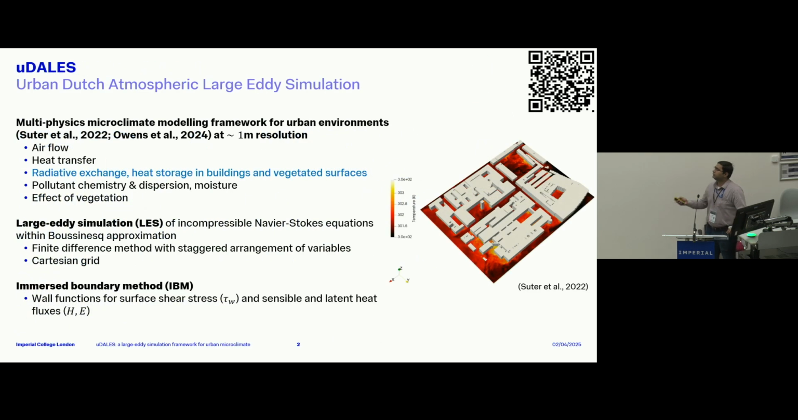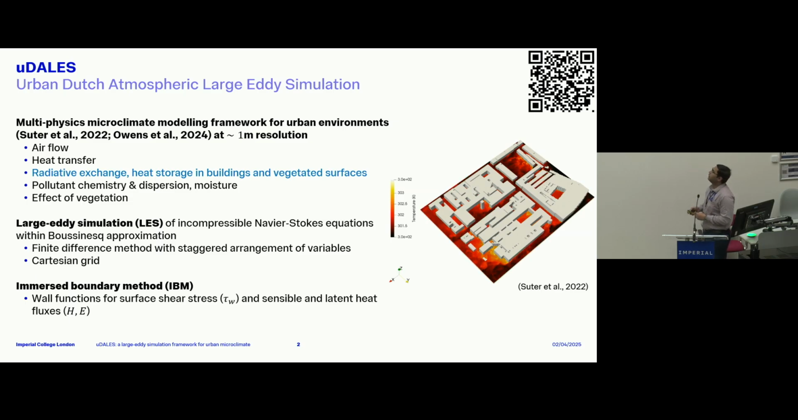So uDALES stands for Urban Dutch Atmospheric Large-eddy Simulation. This has been forked from the legacy Fortran code, DALES, and it has the capability of modeling most of the urban physical processes in an urban area. And then we have made appropriate modifications to DALES to make it specifically study urban environments.